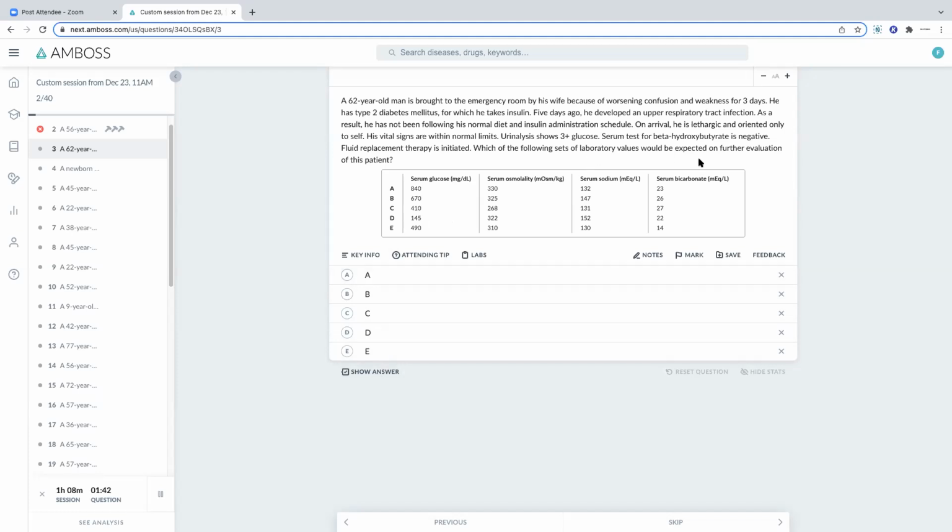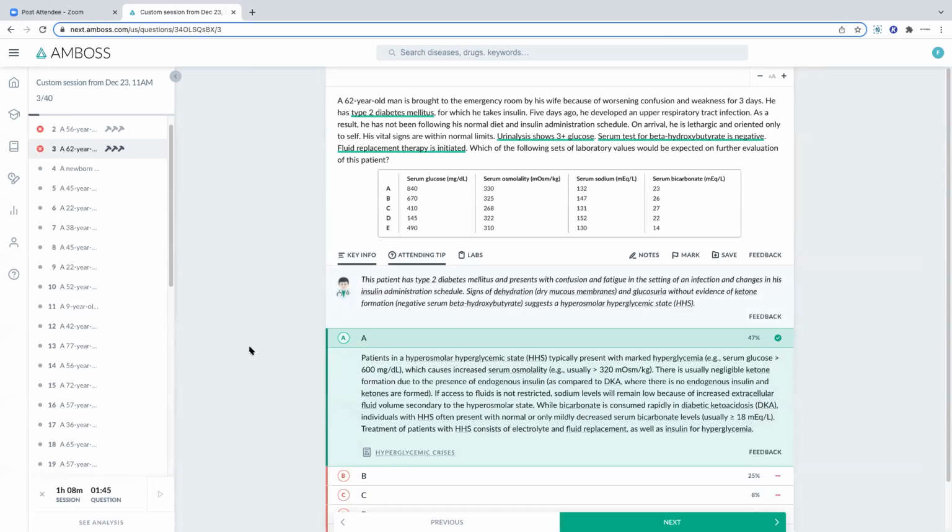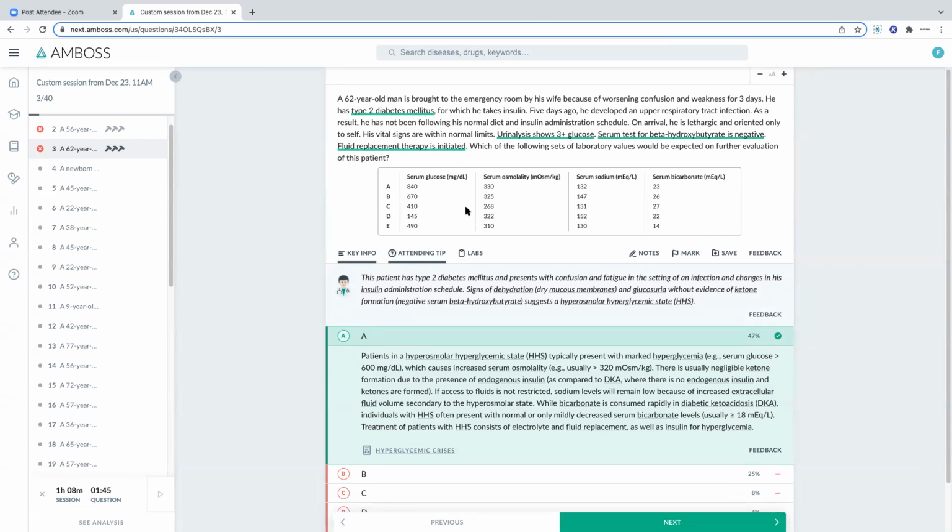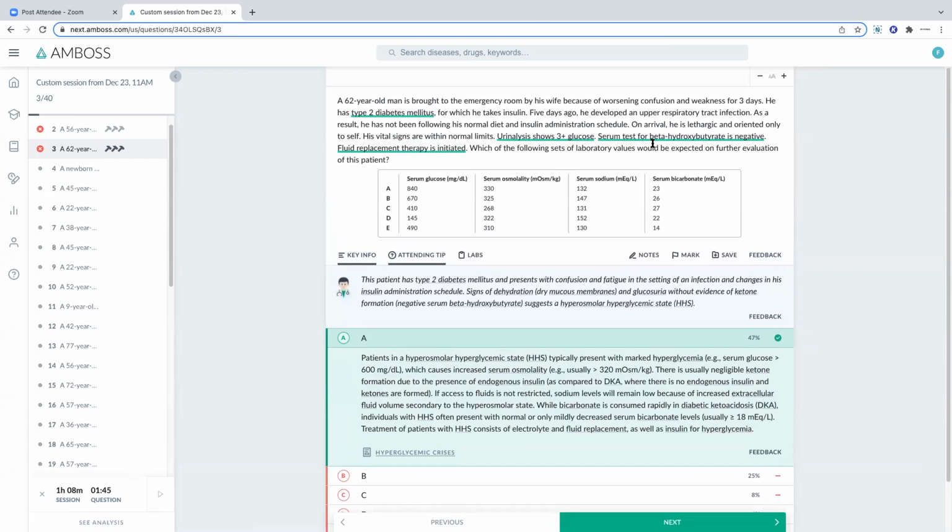Which of the following sets of laboratory values would be expected on further evaluation? The answer for this one is A. Because this is a patient with a hyperosmolar hyperglycemic state. Is this diabetic ketoacidosis? Yes or no? The answer is no. Why? Because beta hydroxybutyrate is negative, which shows that ketone bodies are not being produced. Are we clear? Yes or no?